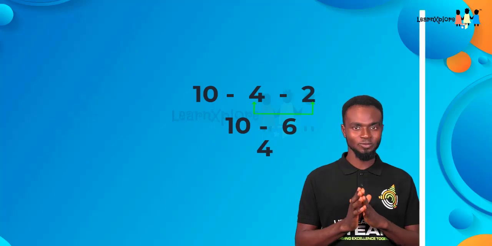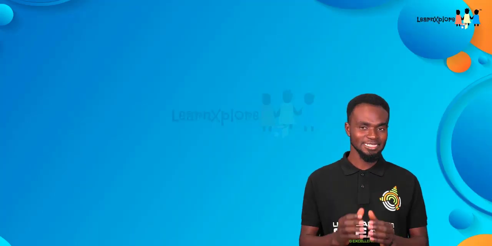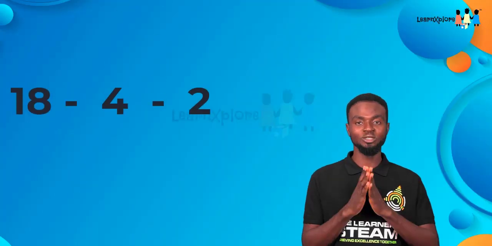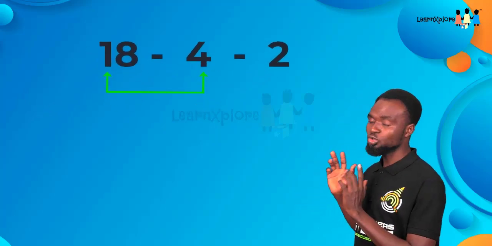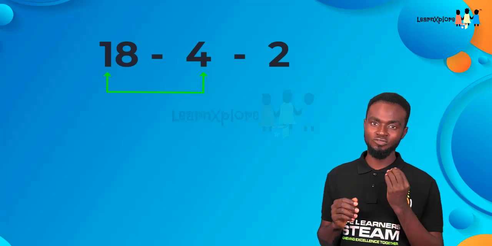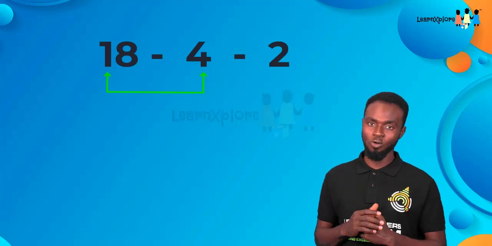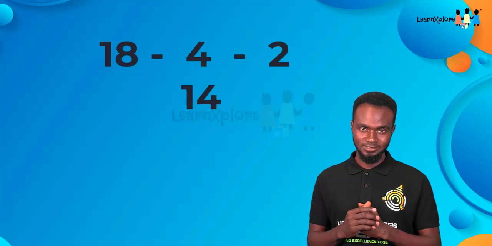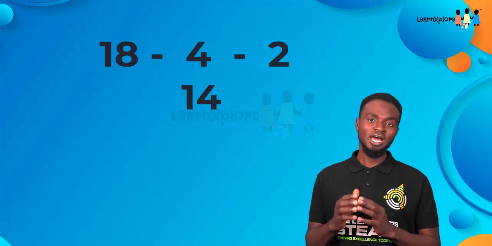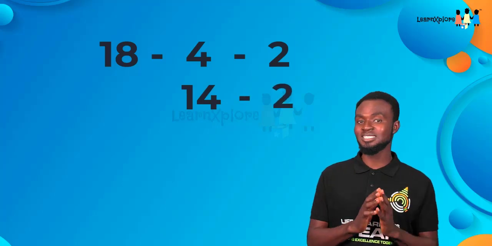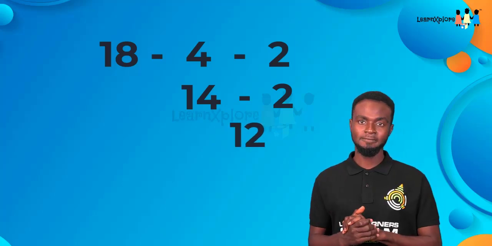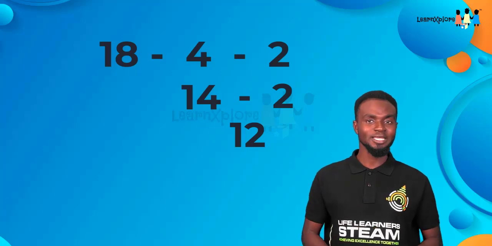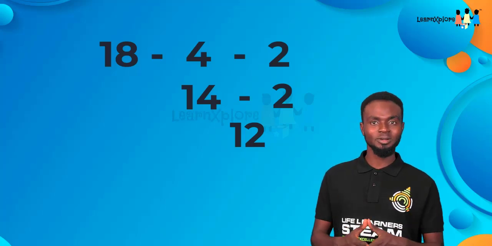Let's have an example. So if you have something like 18 minus 4 minus 2, it's easier to start with the first two. You group the first two and do 18 minus 4, it will give us 14. After which you subtract 2 from the answer you got, that is 14 minus 2 will give us 12. This principle can be applied to 2-digit numbers, 3-digit numbers, and so on.